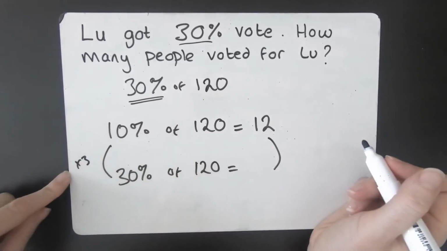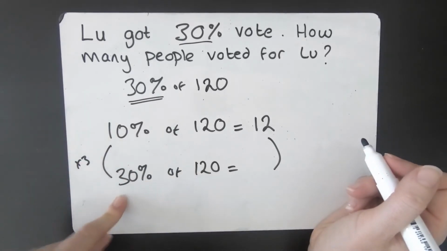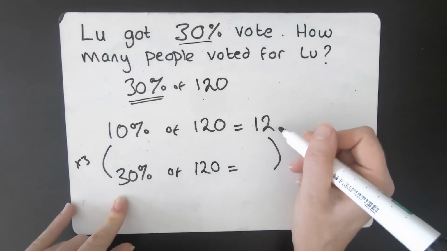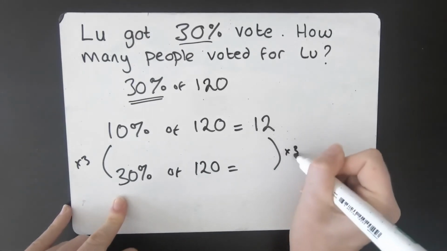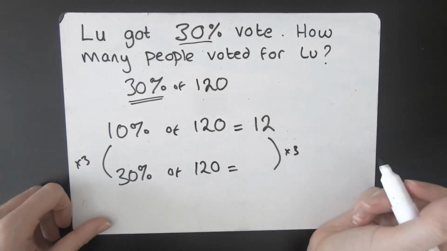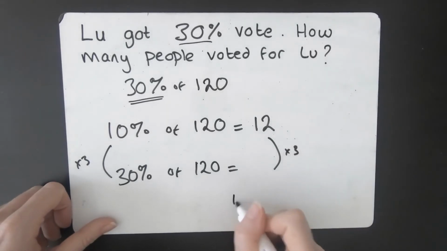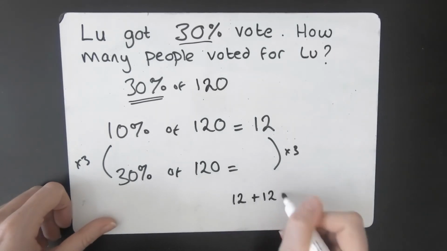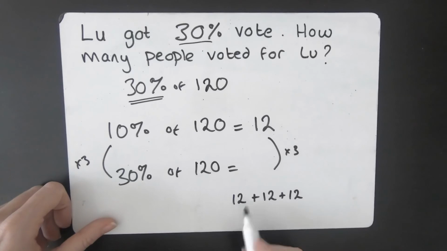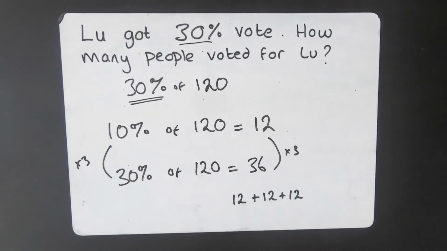So we've times 10% by 3 to get to 30%. So we're going to times 12 by 3 to get our answer. So what's 12 times 3? What's 12 plus 12 plus 12? 12, 24, 36. So 36 people voted for Lou.